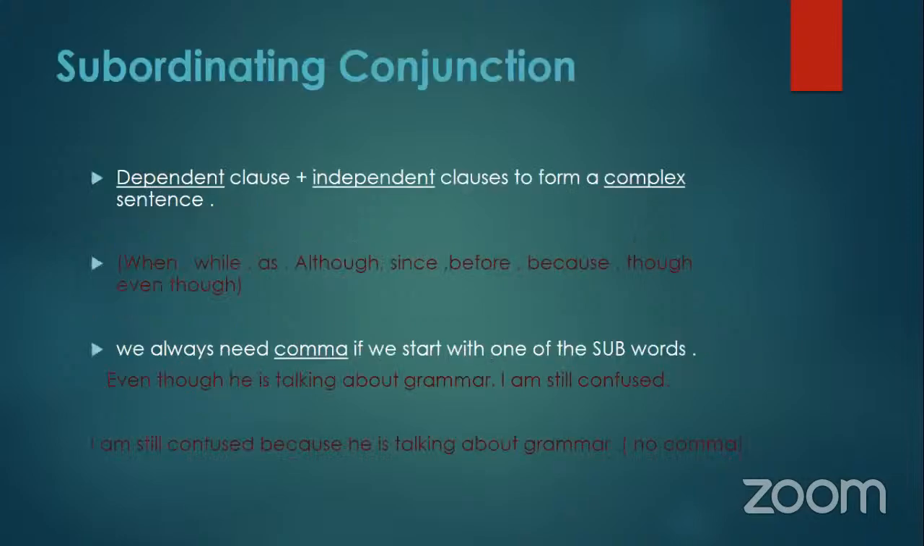The second type of conjunction is the subordinating conjunction. In this type of conjunction, we use subordinating words to connect one dependent clause, and the second one is independent, so as to make a complex sentence. The complex sentence consists of one independent and one dependent clause. The subordinating words that we can use for this type of sentence are, for example, when, while, as, although, since, before, because, and even though.